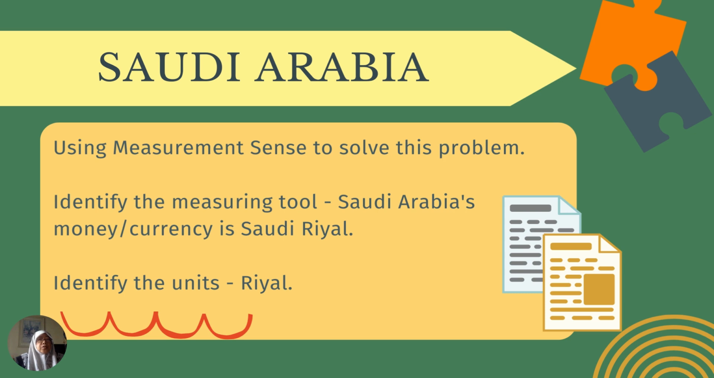Identify the measuring tool, which is Saudi Arabia's money or currency in Saudi riyal, and identify the units. It will be riyal and the shillings. So riyal and shillings.